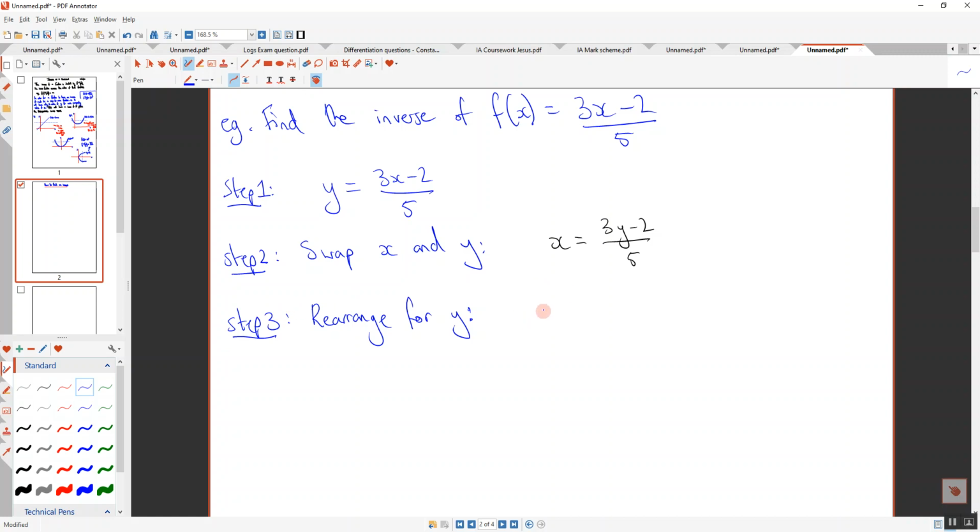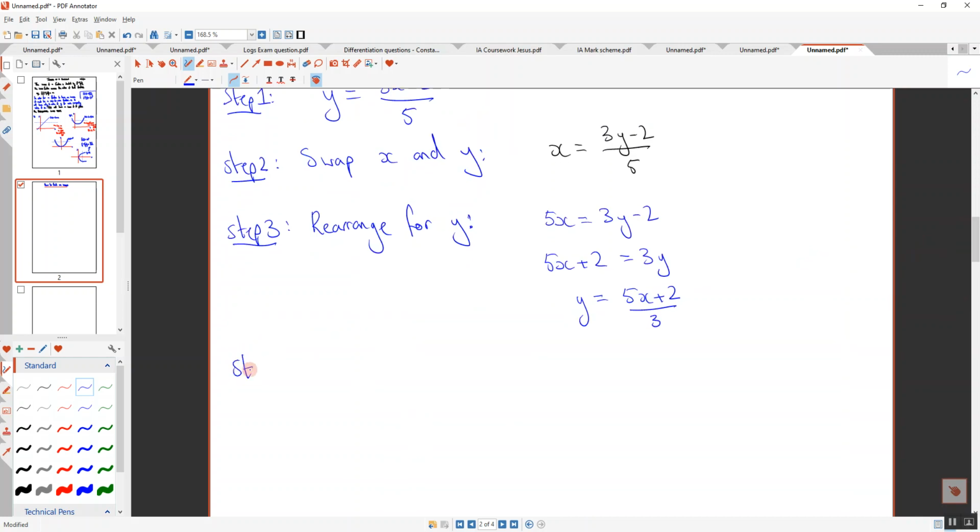All right, so we rearrange for y. So how do I rearrange this for y? Multiply both sides by 5, so I get 5x equals 3y minus 2. Then add 2, somebody else then. Divide by 3, so I get y equals 5x plus 2 divided by 3. So this requires you to be good at your algebraic skills.